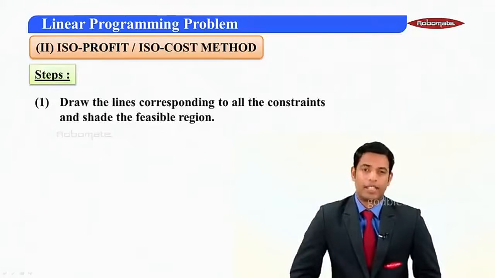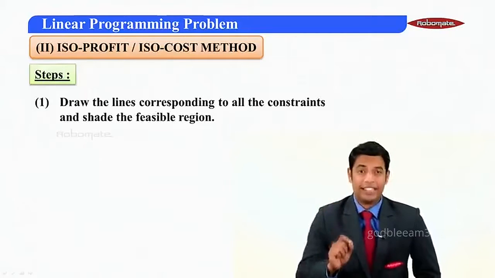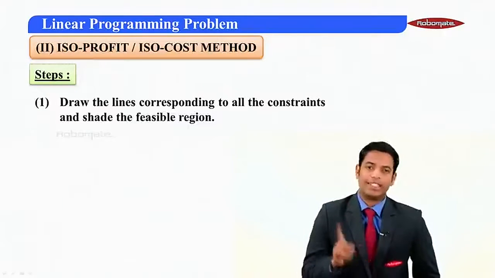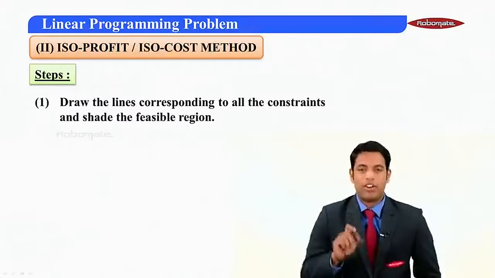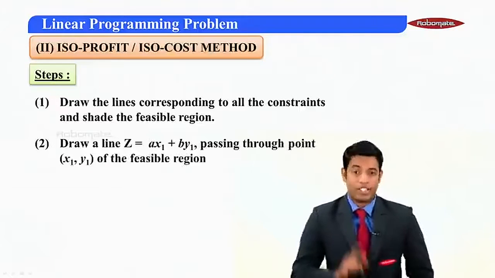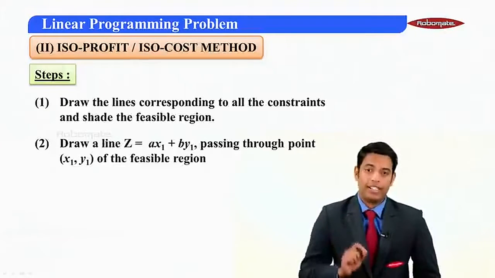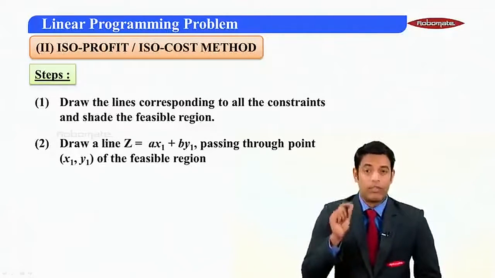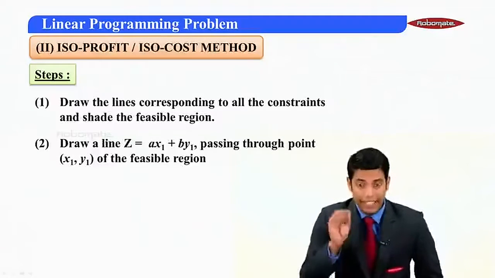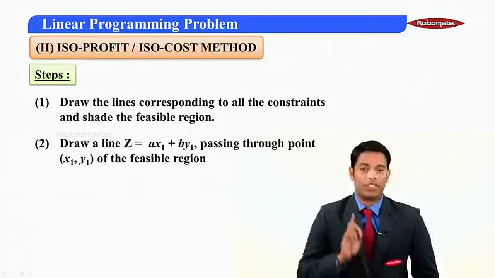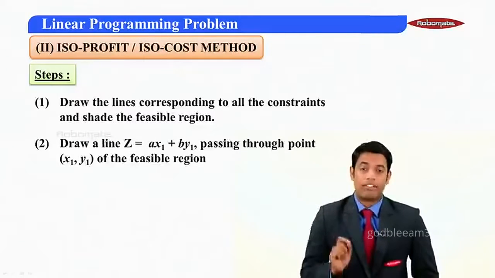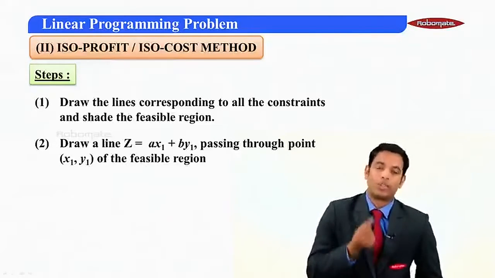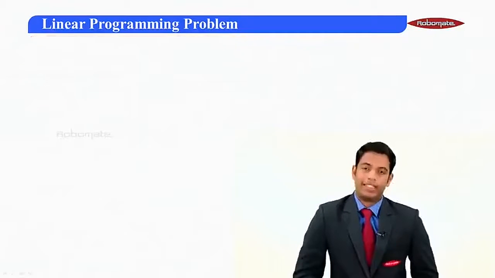The first step says that draw all the lines corresponding to all the constraints and shade the feasible region. So this step is exactly similar to corner point method. Next step is different, that is draw a line z equal to ax1 plus by1, where (x1, y1) is any point inside the feasible region. So this step is really important. So after drawing, this line is called the initial isoprofit or isocost line. So let's see the next step.